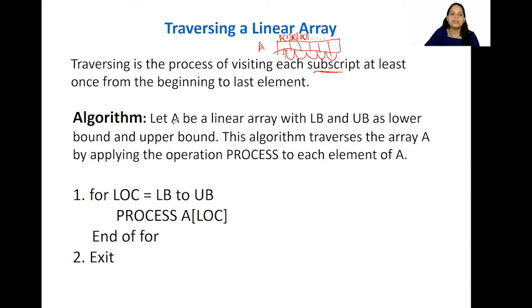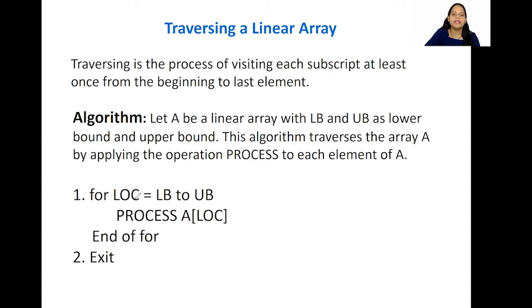So the algorithm is saying let A be a linear array with LB and UB as the lower bound and upper bound. Okay. So this algorithm traverses the array A by applying the operation process to each element A. Now here this process can be anything. Okay, process can be printing an element, process can be searching an element, etc. But as of now, you understand that we are going to each data item and we are doing this particular process, right? So let's see the algorithm.